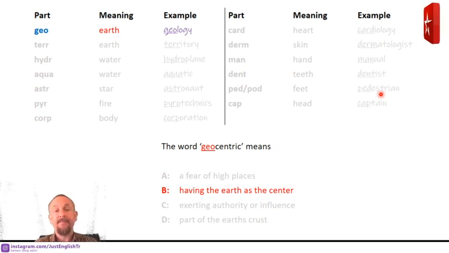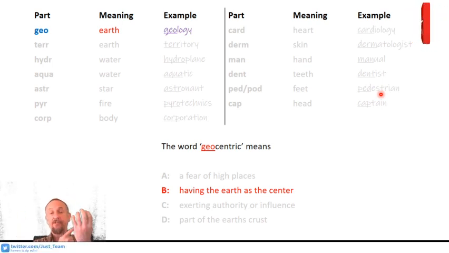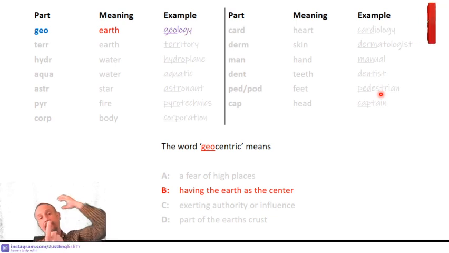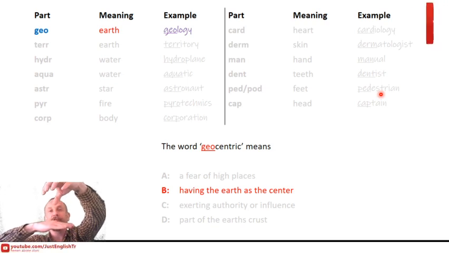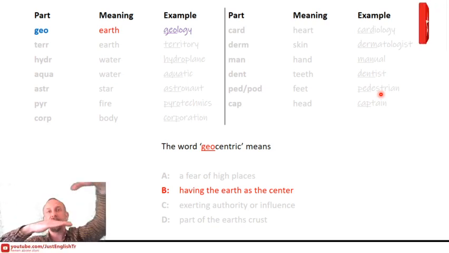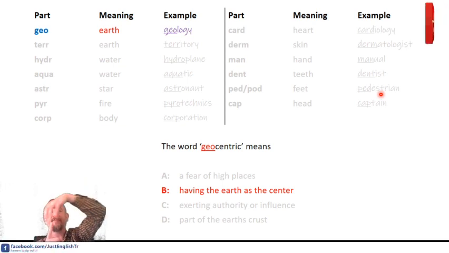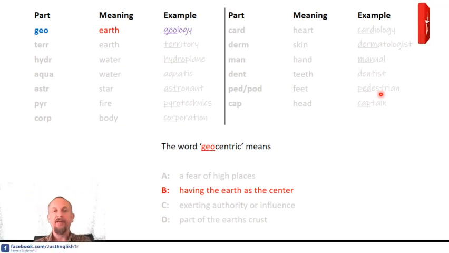Having the earth as the center. So before we had science, before we knew that the sun was the center of our solar system, they actually believed that the earth, stupidly enough, was the center, and that everything else, the sun included, went around. Well, actually, they thought that the earth was flat. Can you believe that? It's incredible. So they believed the sun goes like this with a flat earth. But they believed that everything went around the earth. They had a geocentric idea of the solar system.